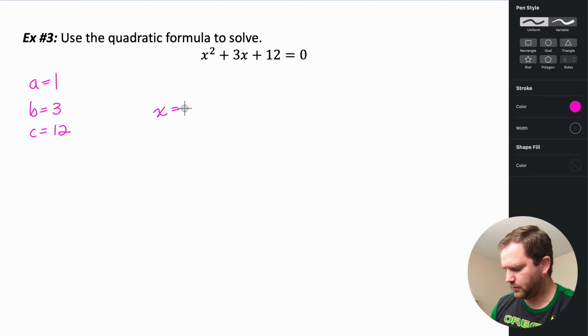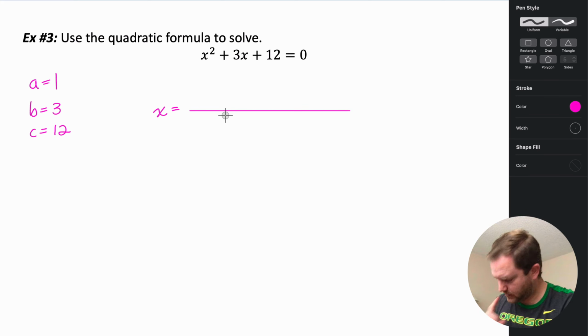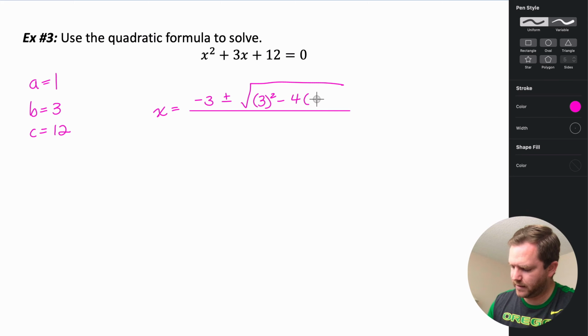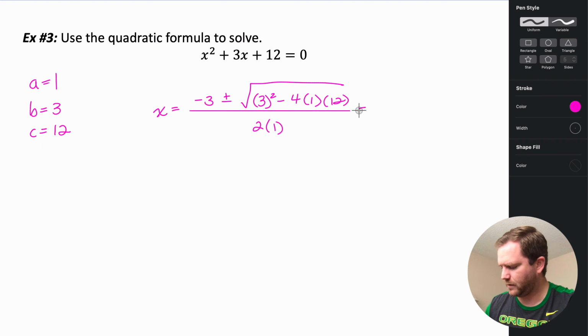So x equals... Now the quadratic formula is definitely something you're going to want to memorize because it's going to come up a lot. And I think just through practice and repetition, you probably will get pretty good at memorizing it. So it's the opposite of b, so it's -3, plus or minus the square root of b squared, so it's 3 squared, minus 4 times a, which is 1, times c, which is 12, all divided by 2 times a.